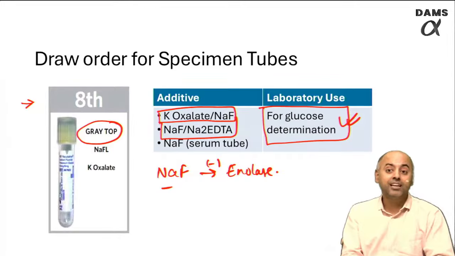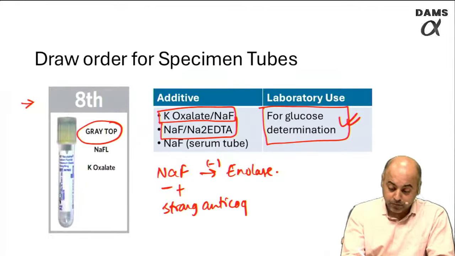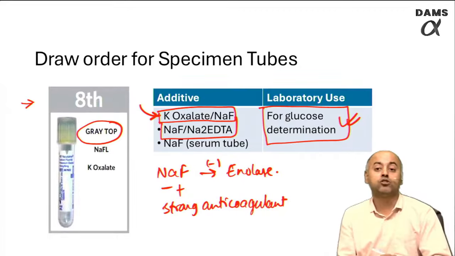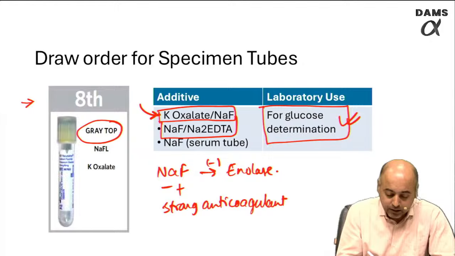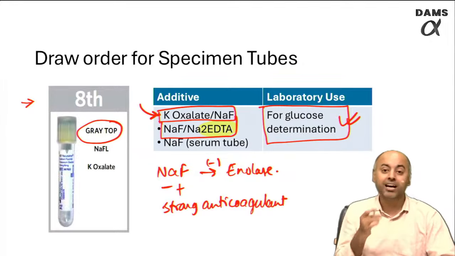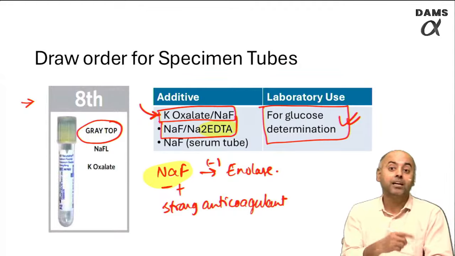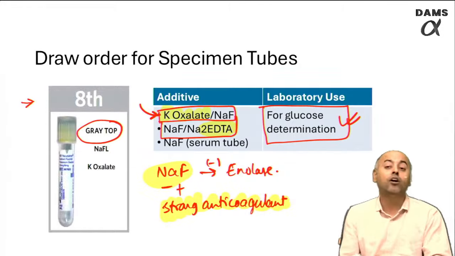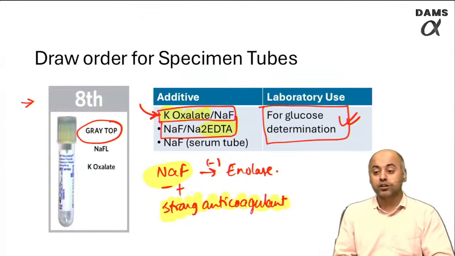However, sodium fluoride is a weak anticoagulant and therefore it is always mixed with a strong anticoagulant. Previously the anticoagulant used to be potassium oxalate, but nowadays most of the gray vials will be having the EDTA. So you have to remember, in the gray top vial, sodium fluoride, yes, but along with that you must have the strong anticoagulant. It can either be the potassium oxalate or it can be EDTA. Sodium fluoride alone is not enough. It must be mixed with the strong anticoagulant.